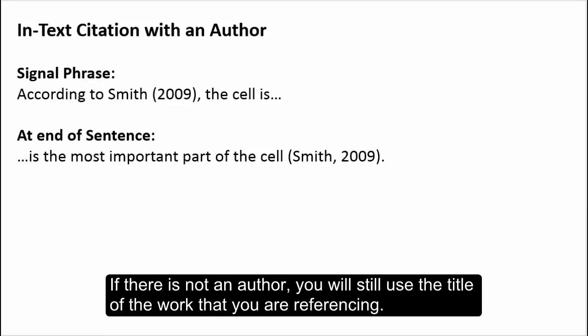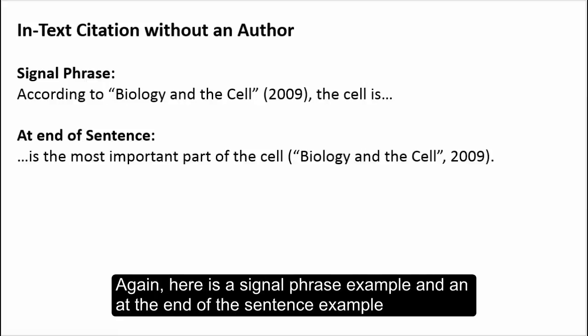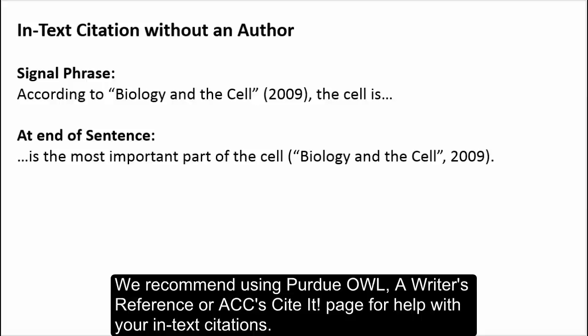If there is not an author, you will still use the title of the work that you are referencing. And again, here is a signal phrase example, and here is an at end of sentence example. We recommend using Purdue OWL, a writer's reference, or ACC Cite It page for help with your in-text citations.